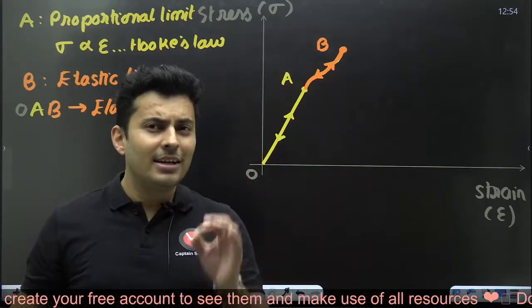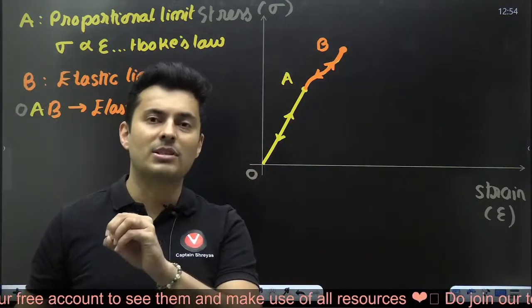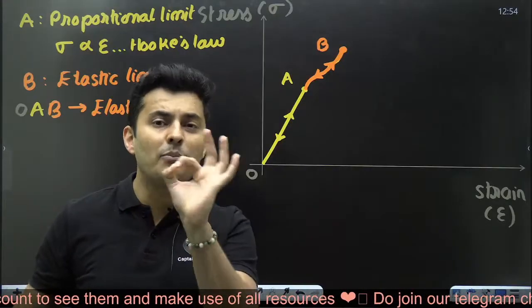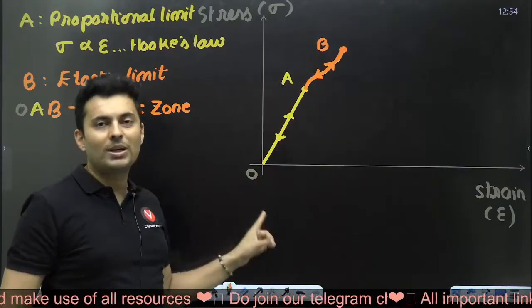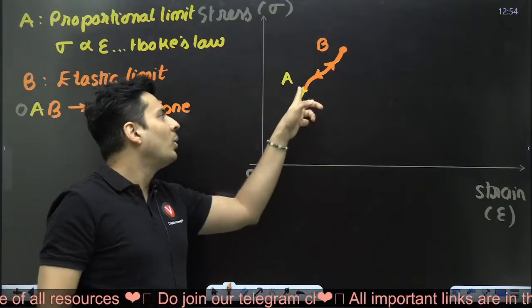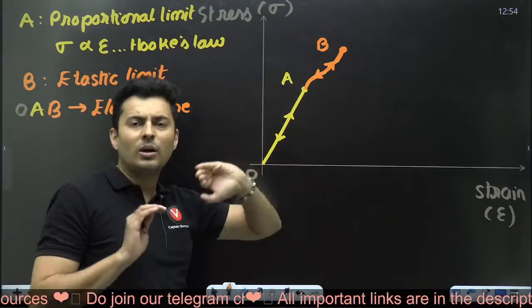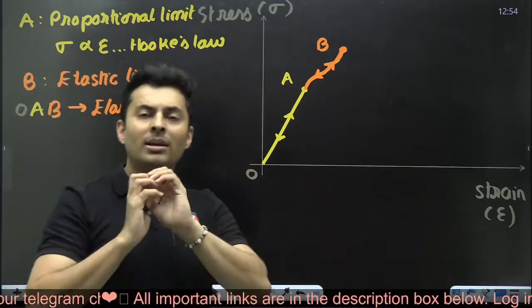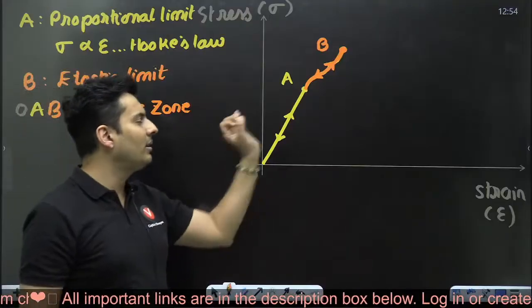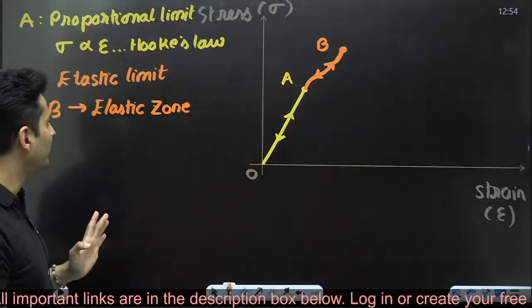Because elasticity means when you release it, it comes back. It regains. It's a temporary deformation. It's not permanent. So if it is coming back, it has to be elastic in nature. Only difference is from A to B, it is not proportional, it is non-linear. It could be some x square, x cube, some equation is there, but it is not directly proportional. It's not a straight line.